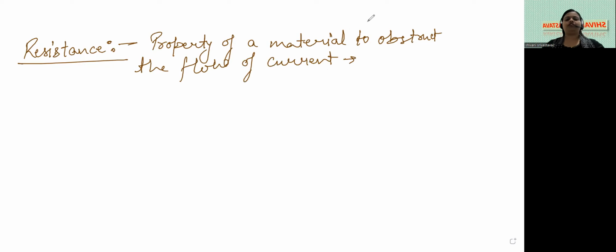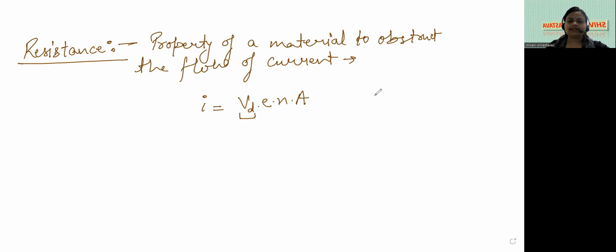Resistance is the property of a material to obstruct the flow of current. We know that I is equal to Vd times e times the number of electrons times the area of cross section. So what is Vd here? It is the drift velocity, but here we'll discuss only the velocity.